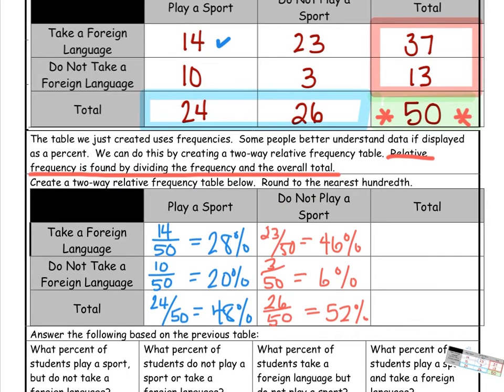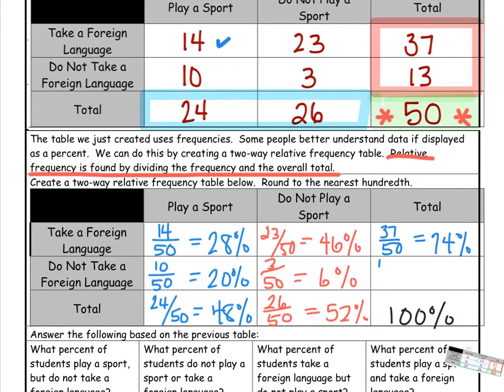So students who do not play a sport, that's 52% of the students, and students who play a sport is 48%. And so if we add those two percentages up, if we surveyed all the students, that's 50 out of 50, which is 100%. And then we can do the same thing for the total. 37 out of 50 students take a foreign language, that's 74%.